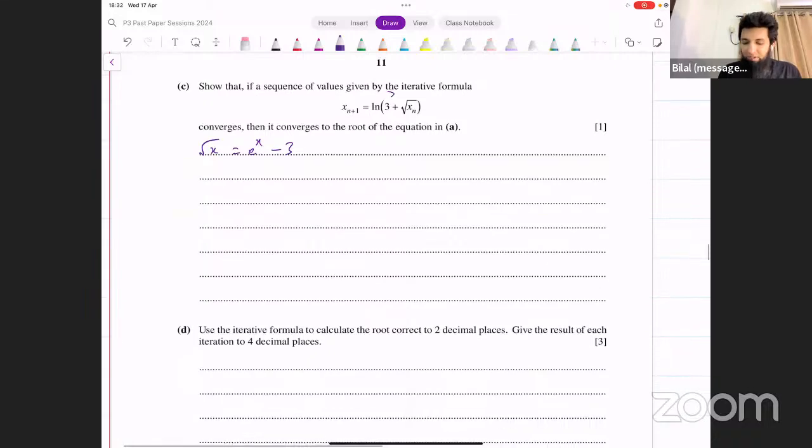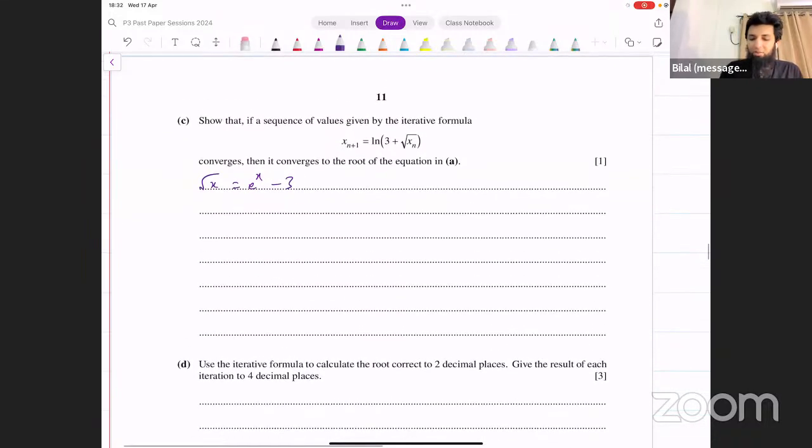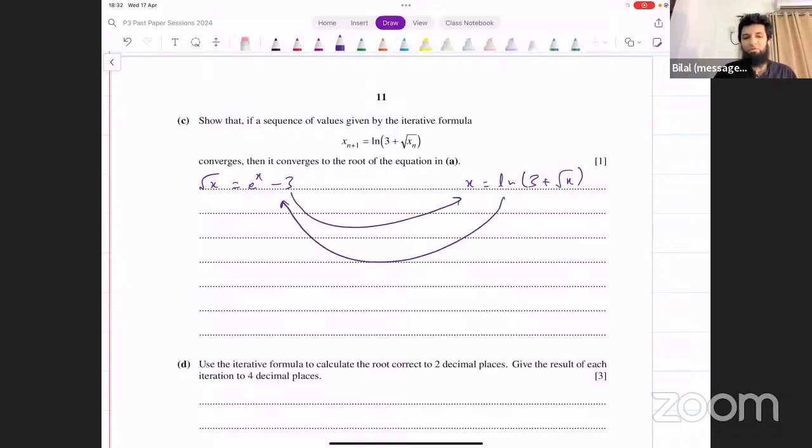And the iterative formula is this. Remove n plus 1 and n from this. What does that give you? That gives you x equals ln of 3 plus under root x. You just have to show that one of these forms can be converted to the other form. You can either go from this form to this form or from this form to this form. So you have to convert one form to the other to prove that they are actually the same. This iterative formula is coming from that equation. Now you can go in either direction, it doesn't matter.